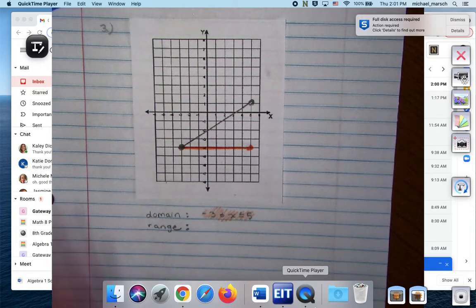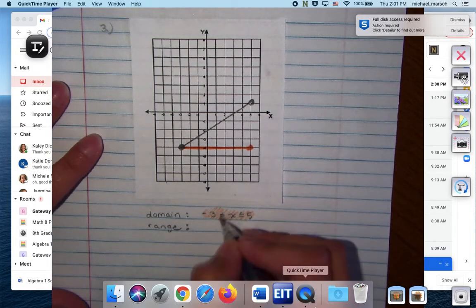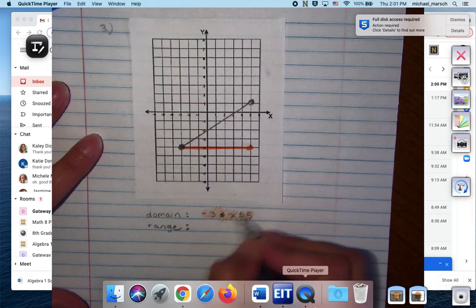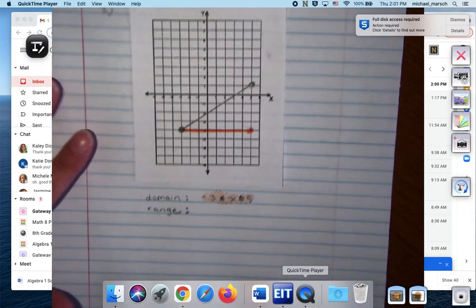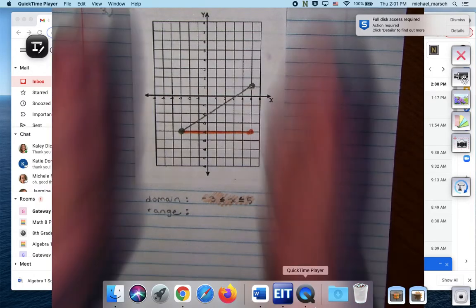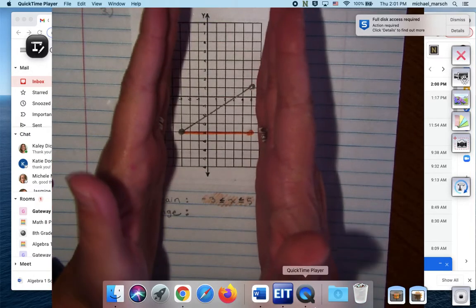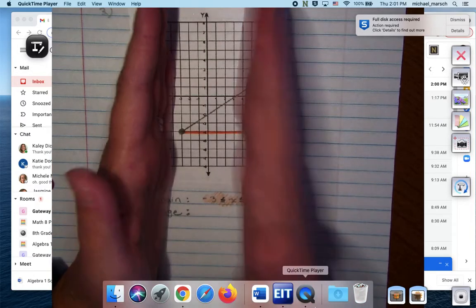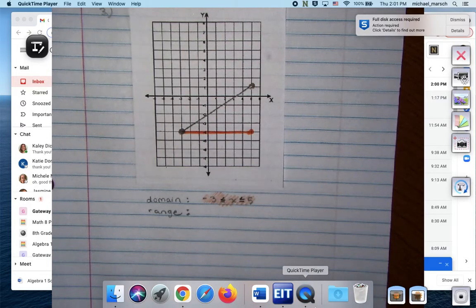Both of them are less than or equal to. So my domain is this window here, all of my horizontal values. Can we draw that line? I would draw it just so you can see it as a reminder.